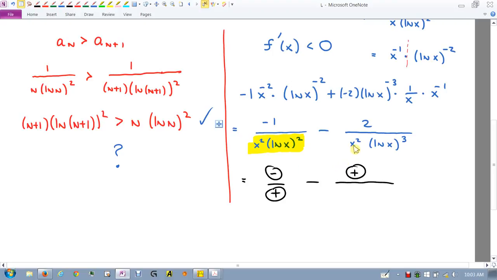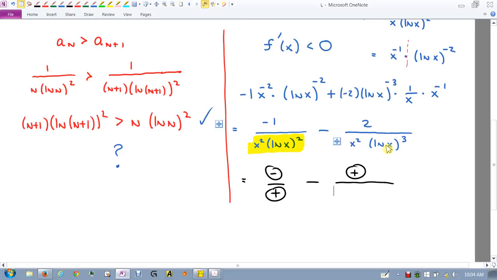What can you tell me about these? X squared is always positive. Natural log of x is not always positive. You cube it, it's still not always positive. But remember what natural log of x does? Where is natural log of x 0? Where's natural log 0? At 1, right? And where are we looking? From 1 on, right? So to the right of 1 isn't natural log positive? Yes? So this will always be a positive number where we are concerned, right?